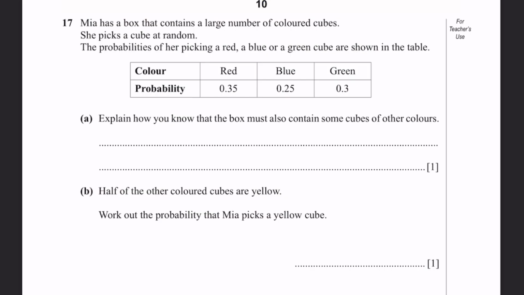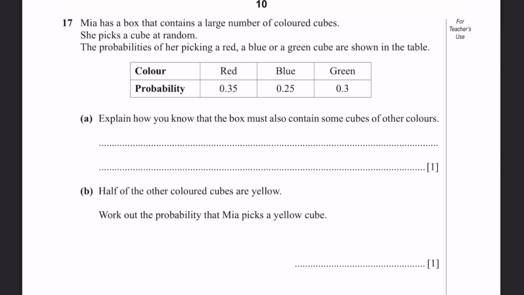Question 17. Mia has a box that contains a large number of colored cubes. She picks a cube at random. The probabilities of her picking a red, blue, or green cube are shown in the table. A. Explain how you know the box must also contain some cubes of other colors.